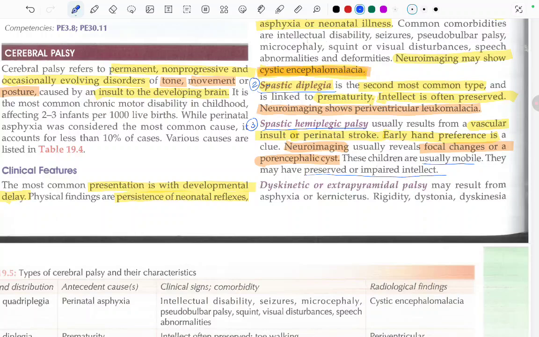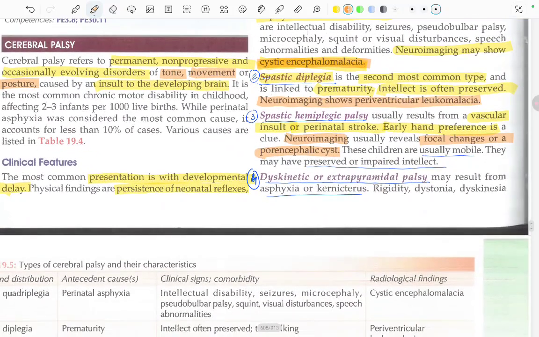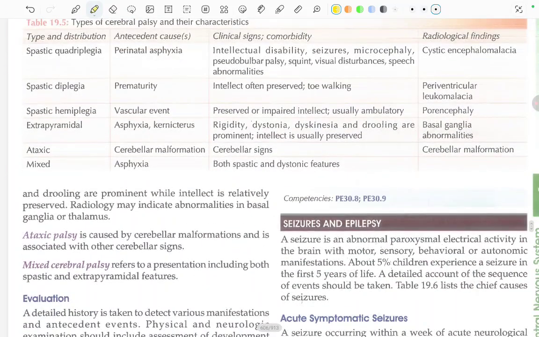Now coming to dyskinetic or extrapyramidal palsy. This may result from asphyxia or kernicterus. Rigidity, dystonia, dyskinesia, and drooling are prominent while intellect is relatively preserved. Radiology may indicate abnormalities in the basal ganglia or thalamus. So in the dyskinetic type, there is rigidity, dystonia, dyskinesia and drooling as the prominent features, while intellect is relatively preserved.